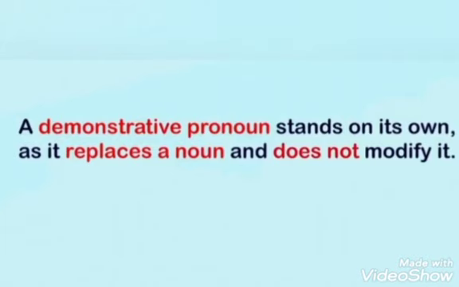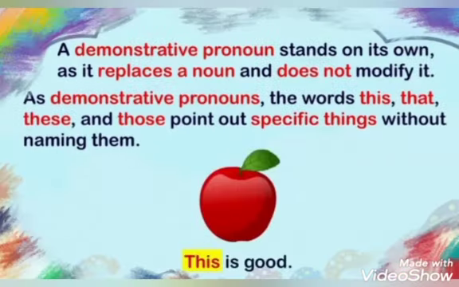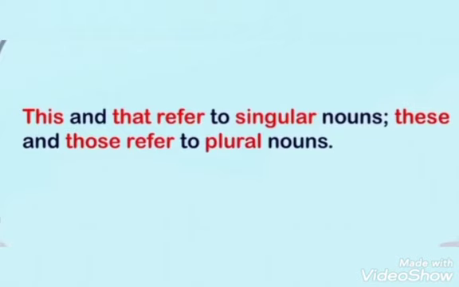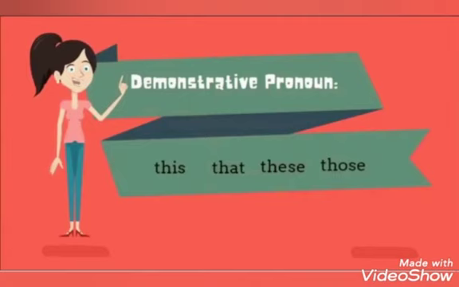A demonstrative pronoun stands on its own, as it replaces a noun and does not modify it. As demonstrative pronouns, the words this, that, these and those point out specific things without naming them. For example, this is good. I like those. This and that refer to singular nouns, whereas these and those refer to plural nouns. In this way, we can say that a demonstrative pronoun is used to point out one or more nouns referred to in a sentence. So, there are 4 pronouns you need to remember: this, that, these and those.